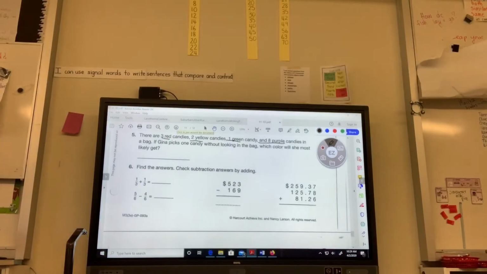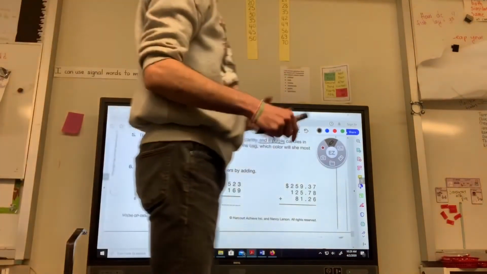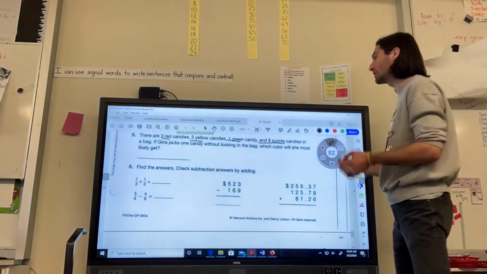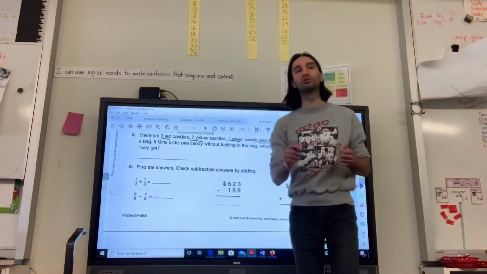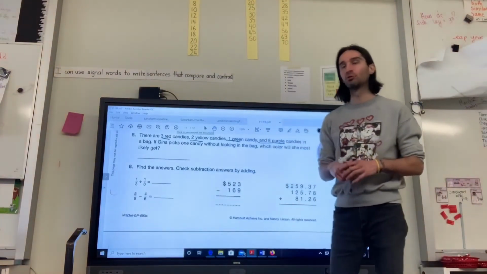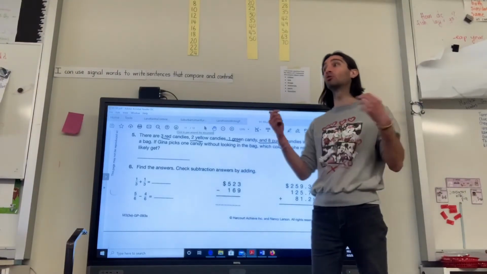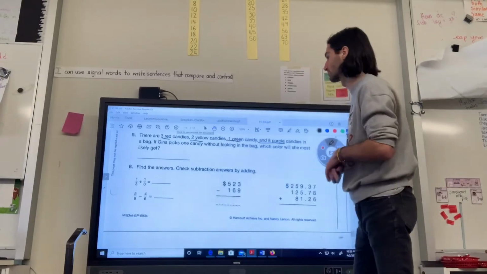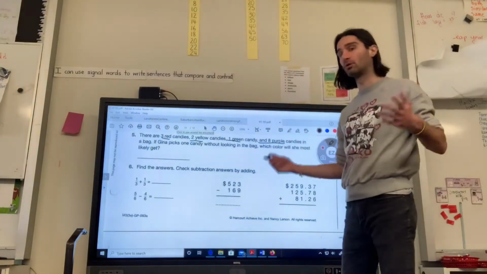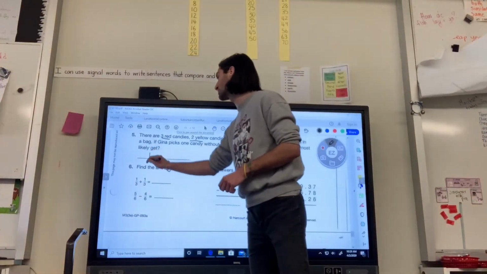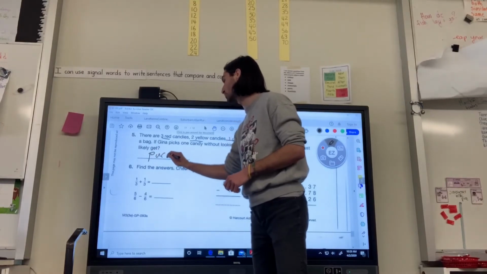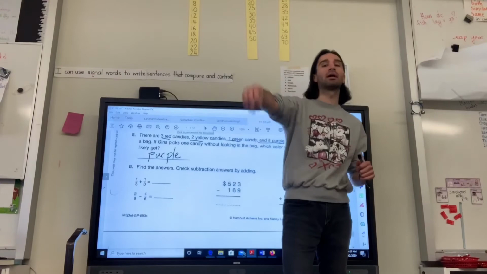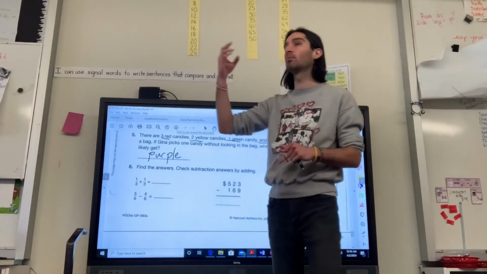If Gina picks out 1 candy from the whole bag, which color is she most likely going to get? So we have to think, which color has the most candies in the bag? Purple. 8. That's a lot more than any other one. So there's a lot of purples in the bag. So if I close my eyes and pull out a candy, it's probably going to be purple.